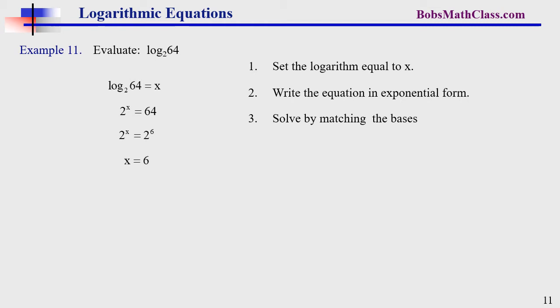X equals 6. So when you write your answer, you don't want to box x equals 6 because there was no x in the original problem. So when you box your answer, you should write the original expression and then put what it's equal to. So log 64 base 2 is equal to 6.